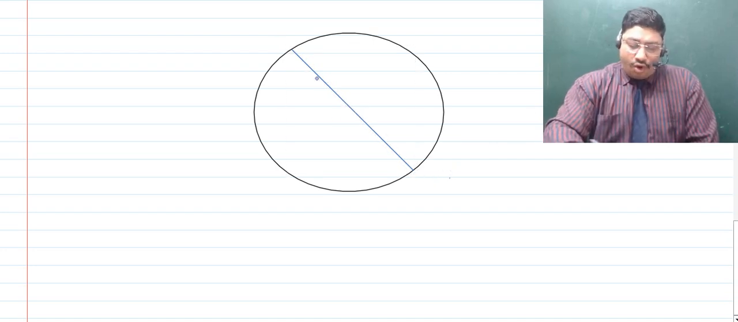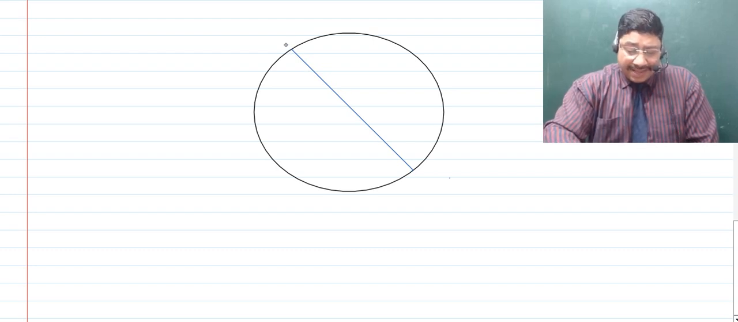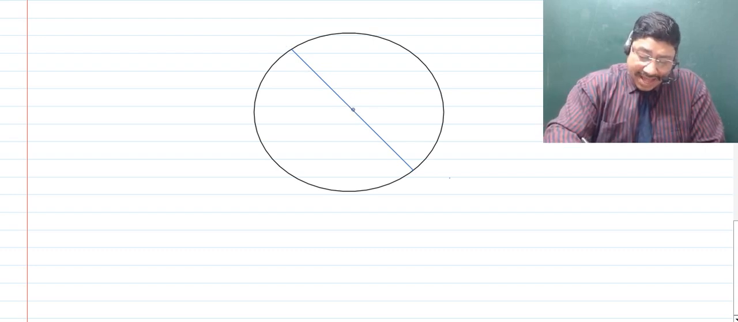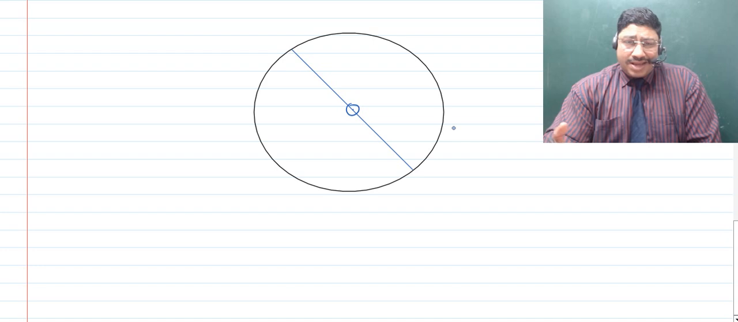So if we have a chord of a circle, the endpoints should be on the circumference of the circle, and the center of the circle should be lying somewhere in between. So here we have such a chord, which is known as the diameter when it is passing through the center of the circle.